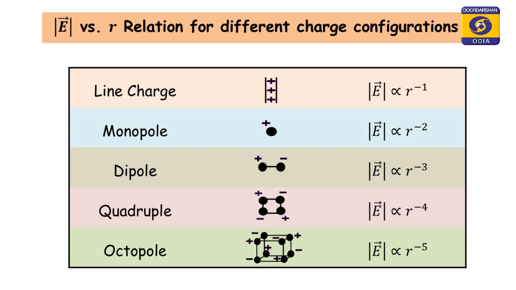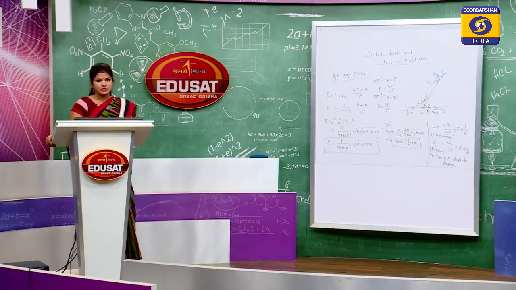and for a monopole, that is for a point charge, E is inversely proportional to r square, that is proportional to r to the power minus 2, and in case of a dipole, E is proportional to r to the power minus 3, and in case of a quadrupole, E is proportional to r to the power minus 4. What is a quadrupole? That is the sum of 2 electric dipoles, and E varies with r to the power minus 5 in case of an octupole, that is the sum of 2 quadrupoles, okay. You should know this, it is very interesting. So, it is all about the electric dipole.